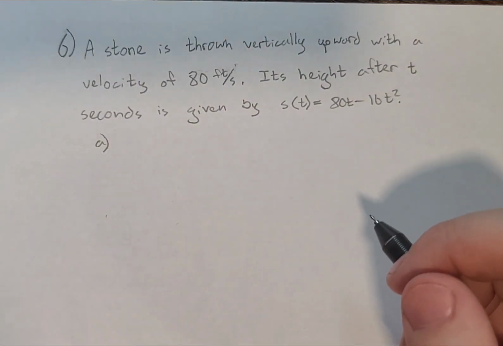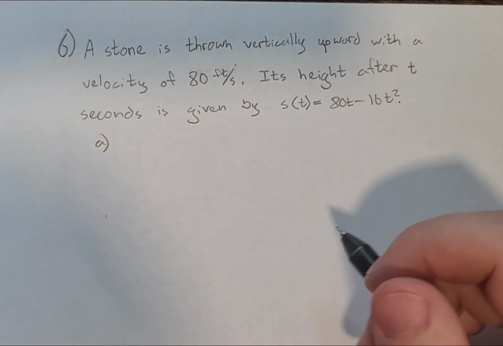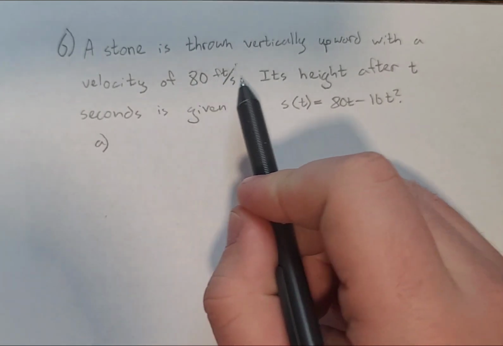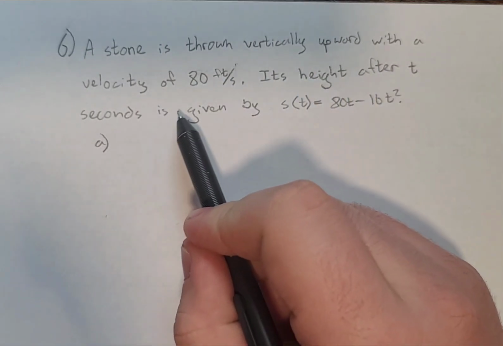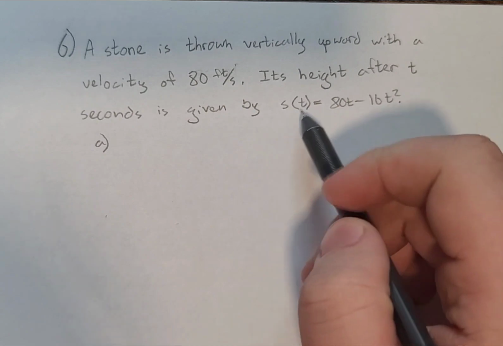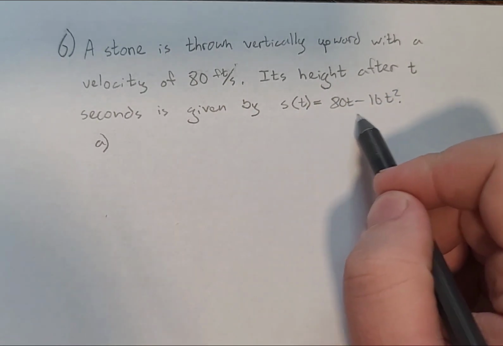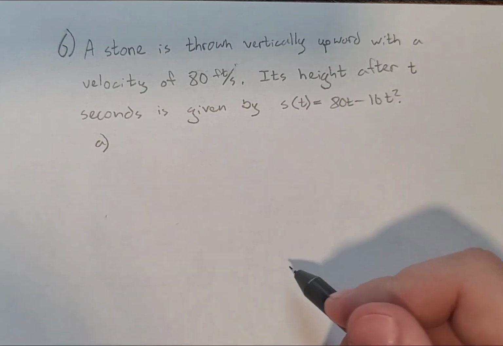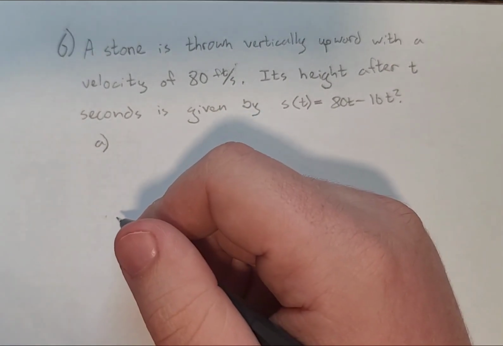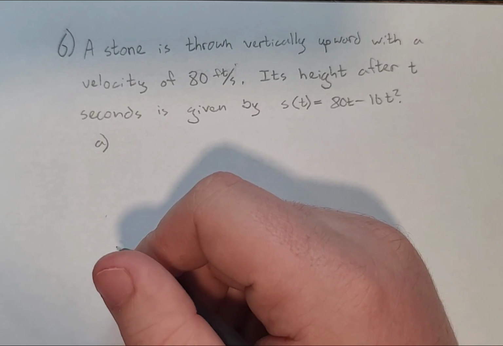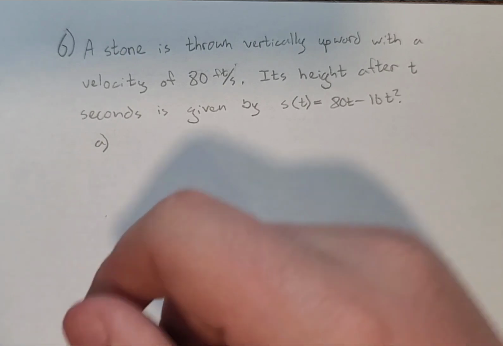Okay, so this is test review 2, problem 6. A stone is thrown vertically upward with a velocity of 80 feet per second. Its height after t seconds is given by s of t equals 80t minus 16t squared. To start off, it wants the velocity, acceleration, and jerk for the stone at time t.